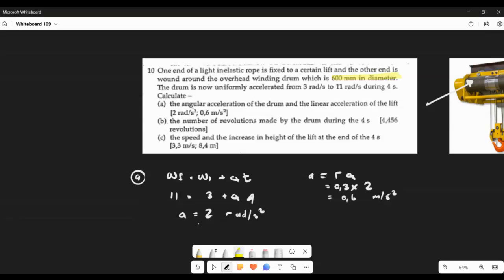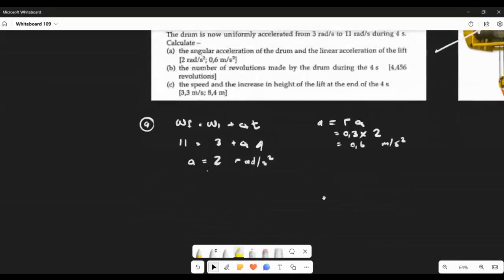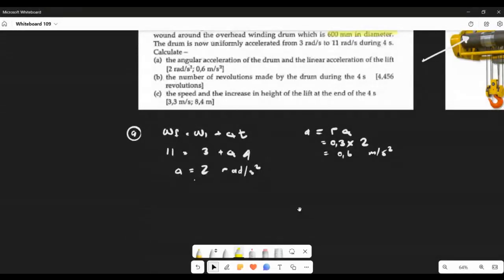Right, so let me move on. The next part, they ask us the number of revolutions made by the drum during the 4 seconds. So to know how much it has rotated, obviously we've done a few of these problems. What formula in the angular motion or rotational motion formulas do you think we should use now? How would we find the number of revolutions of the drum? I'll leave that up to you.